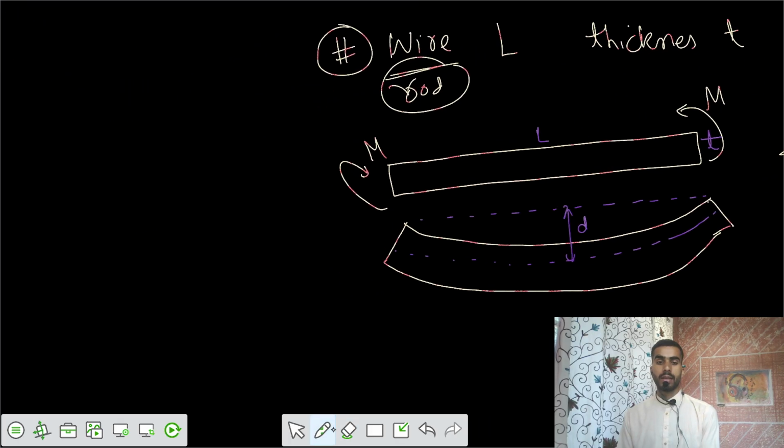We know that strain equals y by R. Do we know that the longitudinal strain equals y by R? So what is the value of y max? What is the maximum strain we can have? If you go from the neutral axis, y max equals thickness by 2.